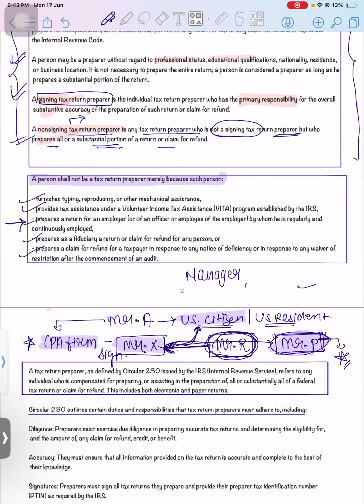tax return preparer. Okay, and second is Mr. R, who is employed firstly by Mr. X. He is a non-signing tax return preparer. Rest all, Mr. P is not a tax return preparer at all. Okay. Got it? They were telling us even after clearing EA, you are not going to sign any tax form.